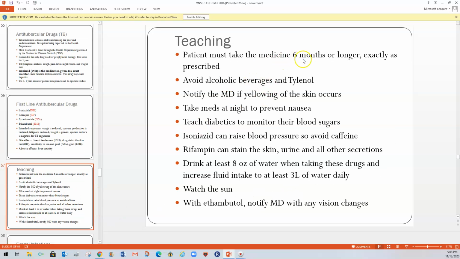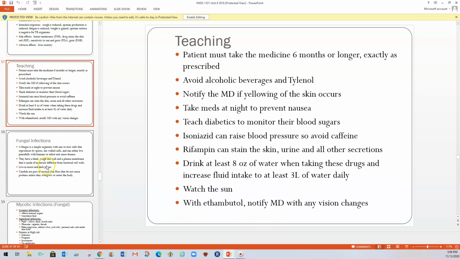Side effects: the drug can stain the skin, sensitivity to sun, and gout, and remember liver toxicity. Patients must take the medicine 6 months or longer. Avoid alcohol and Tylenol. Notify the MD if the skin becomes yellow. Why is that? Because they're getting jaundice from their liver. Teach diabetics to monitor their blood sugars always. INH can raise blood pressure, so avoid caffeine. Rifampin can stain the skin, urine, and all other secretions. Drink 8 ounces of water and increase to at least 3 liters of water daily. Watch the sun. Notify the MD of vision changes.